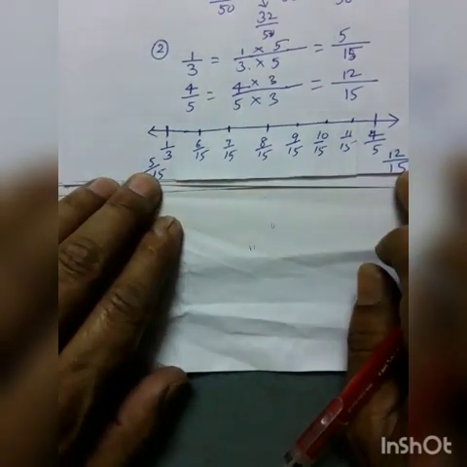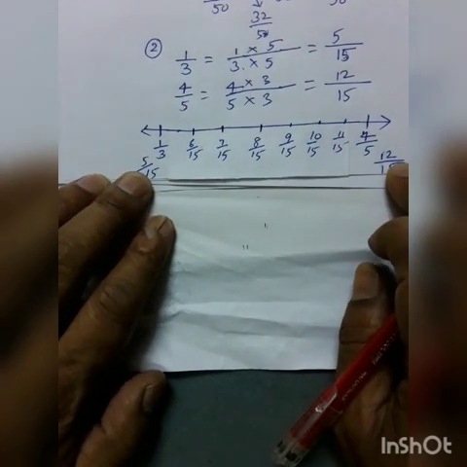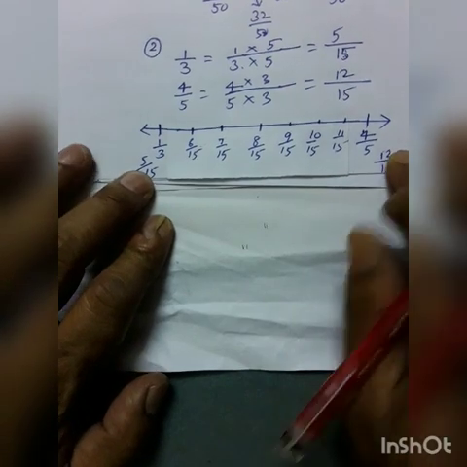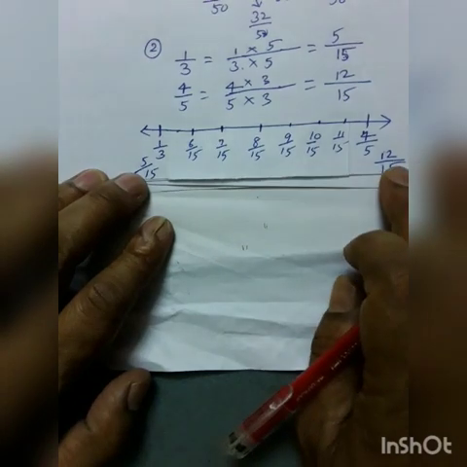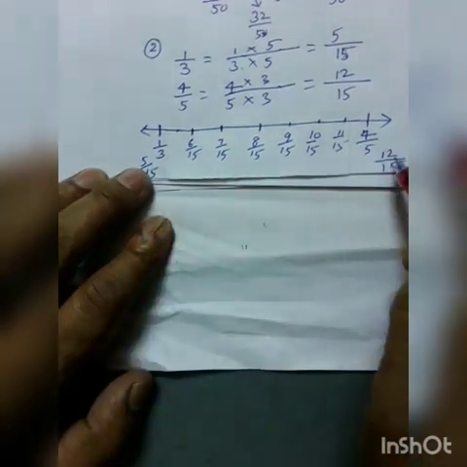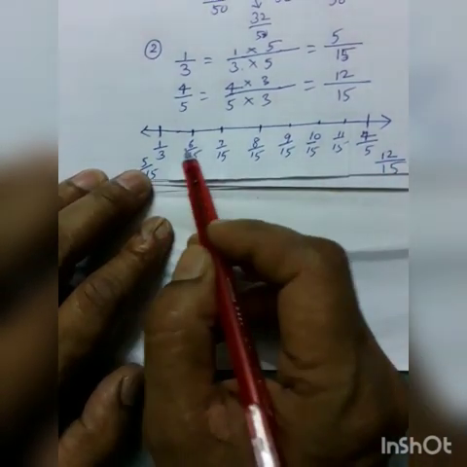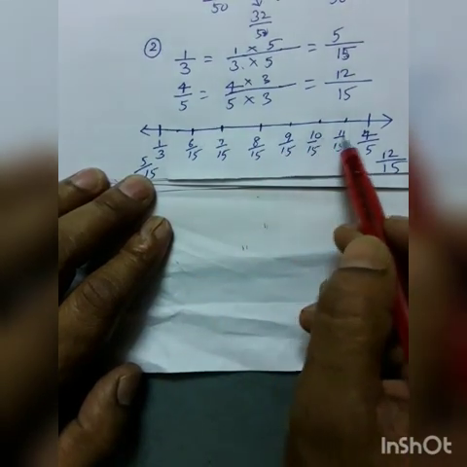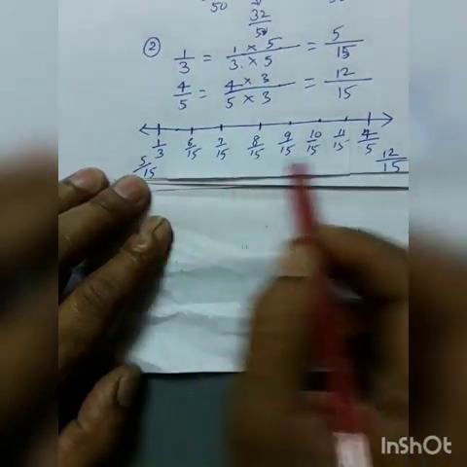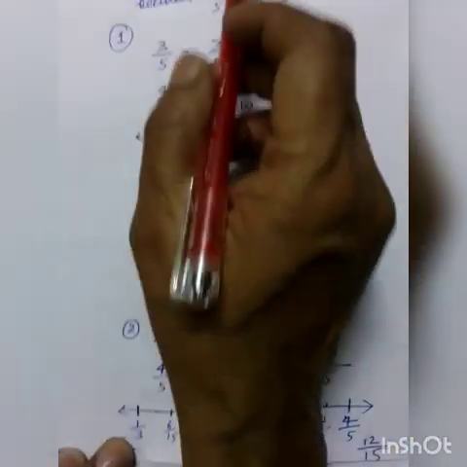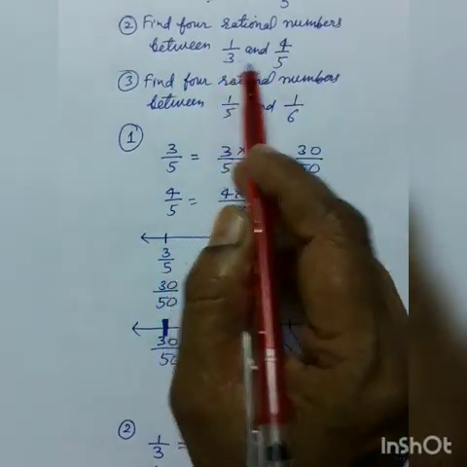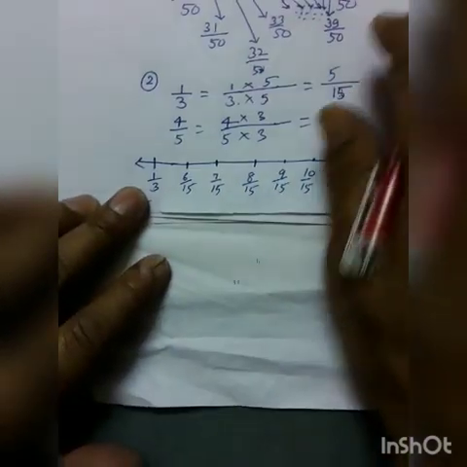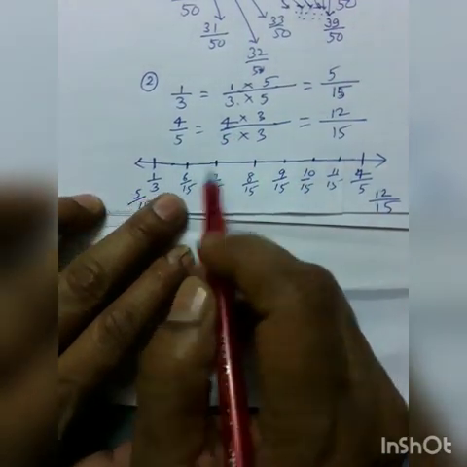Now see 5 by 15 and 12 by 15. Dear children, this is becoming like question number 1 because the denominator is the same. So after 5 and 12 you can write many numbers: 6, 7, 8, 9, 10, 11. Out of this you have to select 4 rational numbers, because you have to find 4 rational numbers between 1 by 3 and 4 by 5. So you will select any 4 out of this.